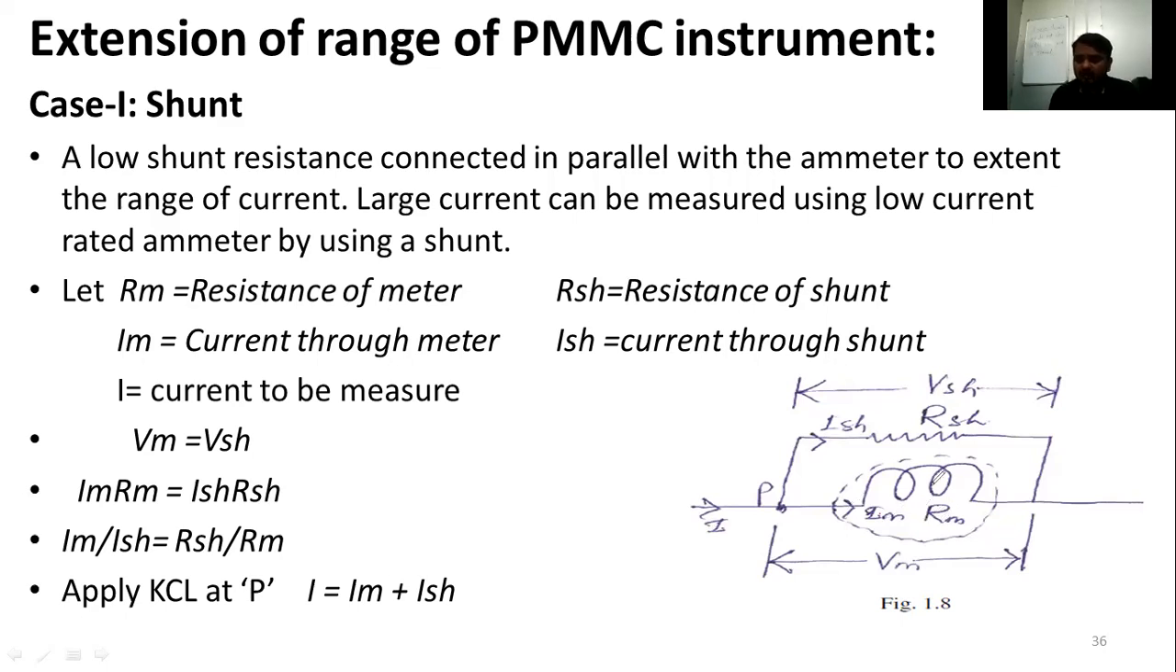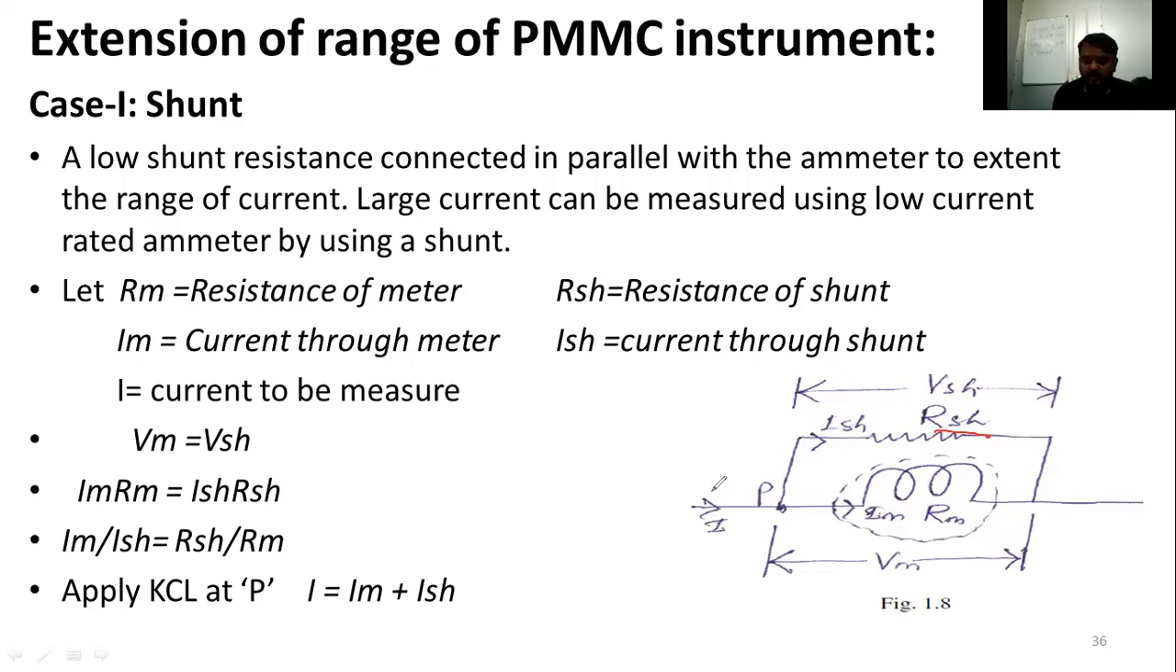So in parallel with this meter, we have added one low value resistance. Parallel is nothing but shunt, so for that reason I have taken the name Rsh. The current flowing through this resistance is Ish. Parallel resistance or parallel current we are going to call it.